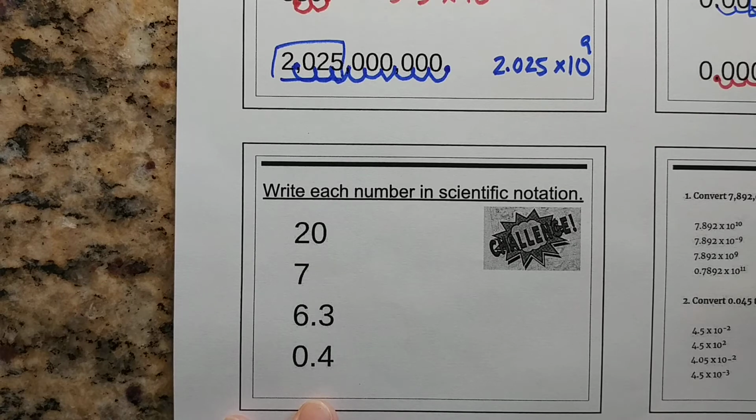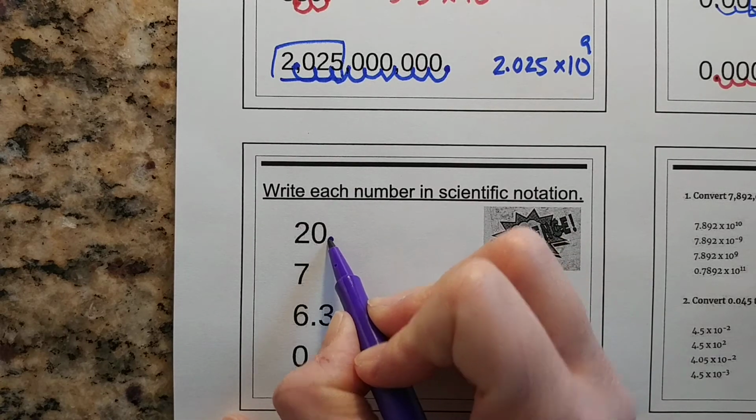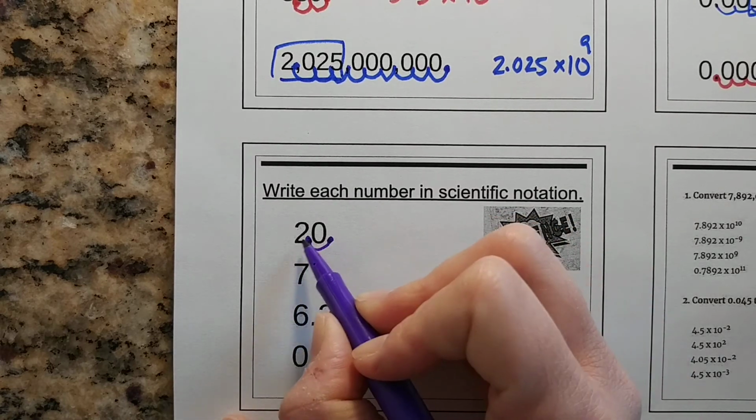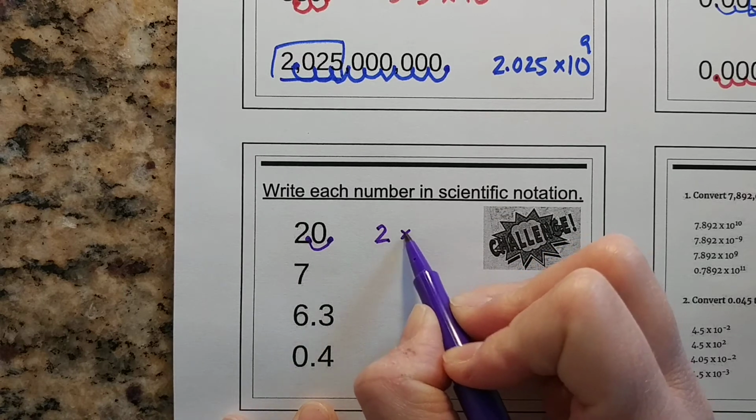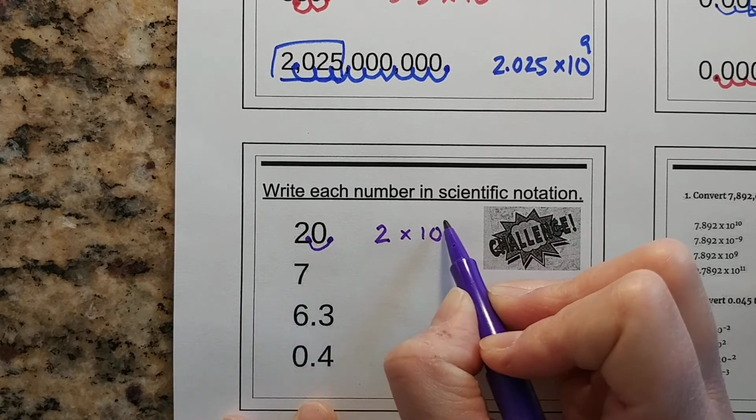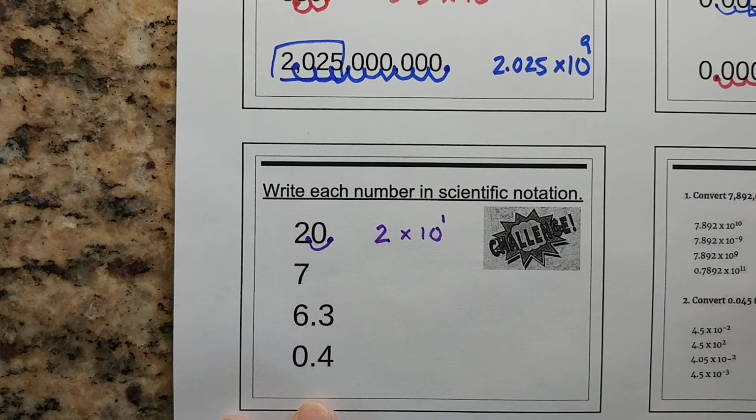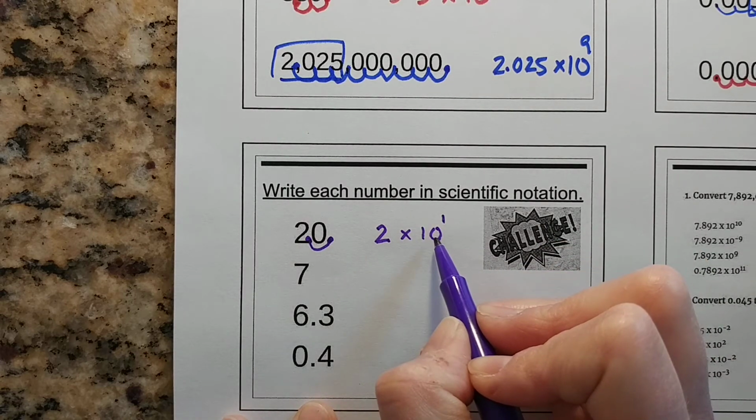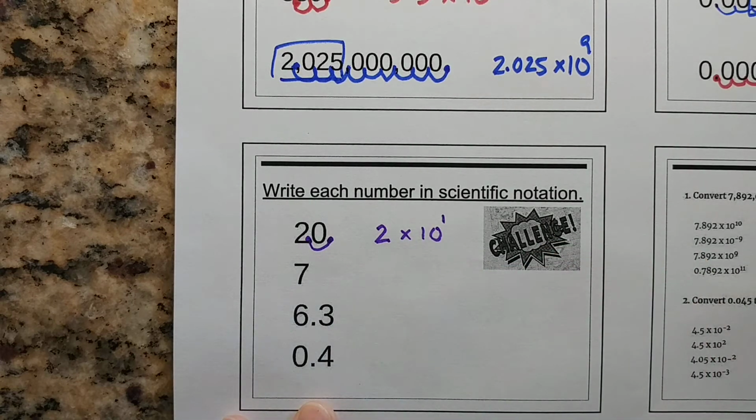All right, let's try it. Decimal point's right here. It would have to move to the left one to make it 2. 2 times 10 to the, it moved once, exponent's 1. Now think about this. If I type in 2 times 10 in the calculator, wouldn't that be 20? You got it.